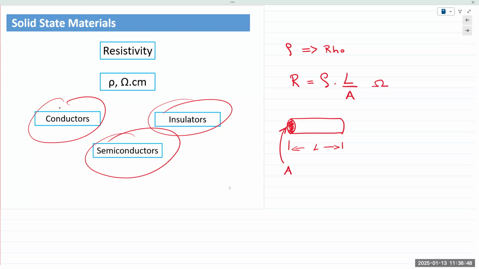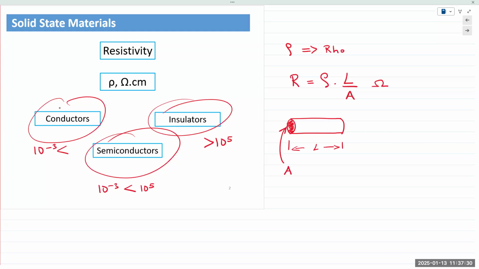So three different classifications. The values are approximately 10 raised to 5, less than 10 raised to minus 3. And semiconductor materials have resistivity that is somewhere in the middle, between 10 raised to minus 3 and 10 raised to 5. So if the resistivity of a material is greater than 10 raised to 5 ohm centimeter, then we classify them as insulators. If it's less than 10 raised to minus 3, then we classify them as conductors. And if it's somewhere in between, then they are semiconductors.